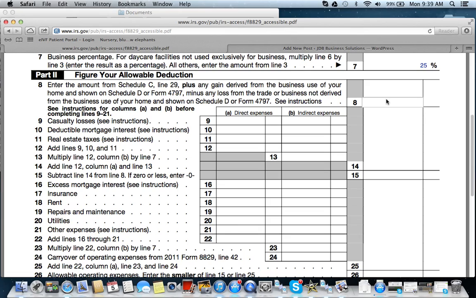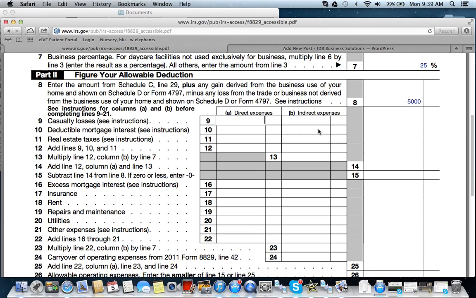Line 8, they want to know how profitable your business is. So after you filled out Schedule C, which is where you report your business income, we also have a video on that, you're going to want to know what the profit is. And the reason they want to know that is because you can only write off home office expenses up to the profit in your business. So if you made no money in your business, you cannot write off any home office expenses. If you made $500 in your business, you can only write off $500 worth of home office expenses. So for these purposes, let's say you made $5,000 so far.